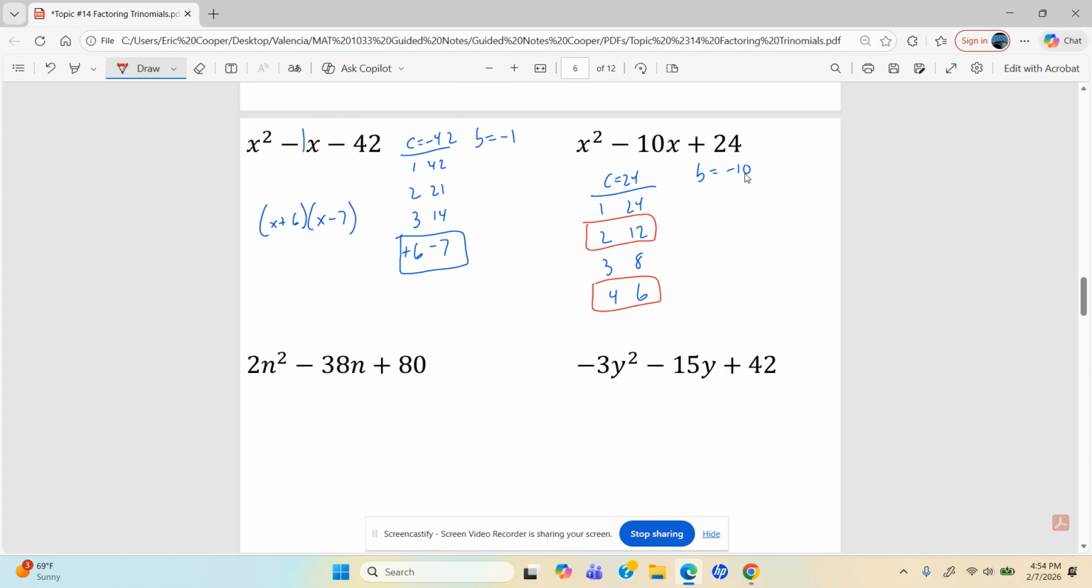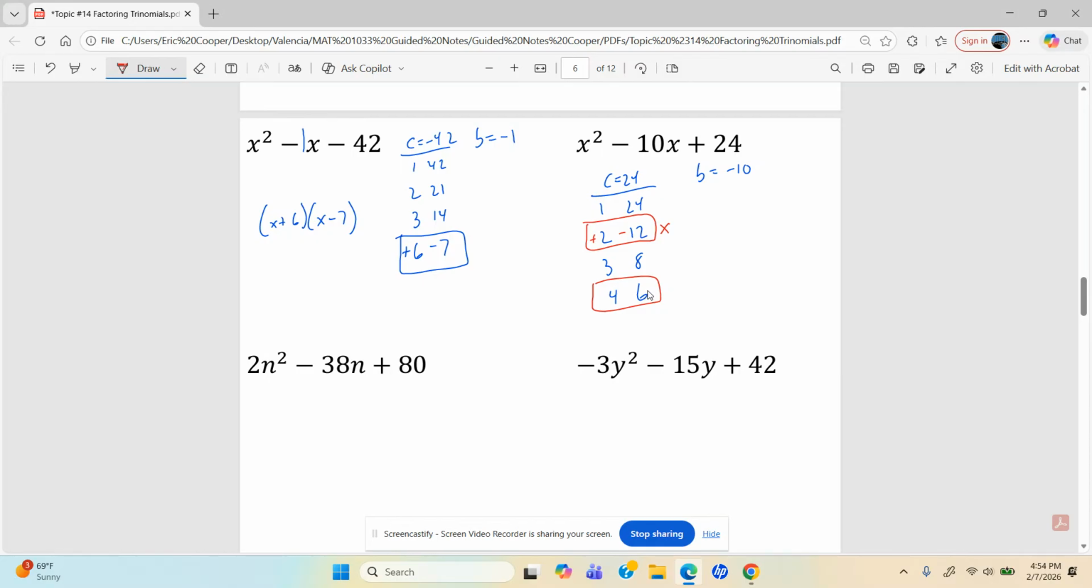I need this to be a negative 10, and I need this to be a positive 24. So if I wanted this to be a negative 10, and I wanted to use 2 and 12, the only way that would work is if it was negative 12 and positive 2. The problem I have there is that 2 minus 12 is negative 10, but 2 times negative 12 is negative 24. That means this does not work, because this needs to be a positive 24.